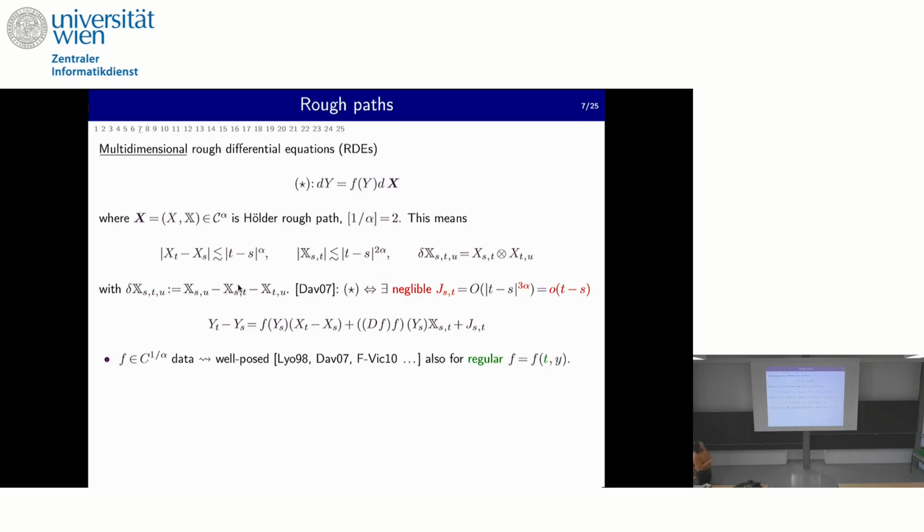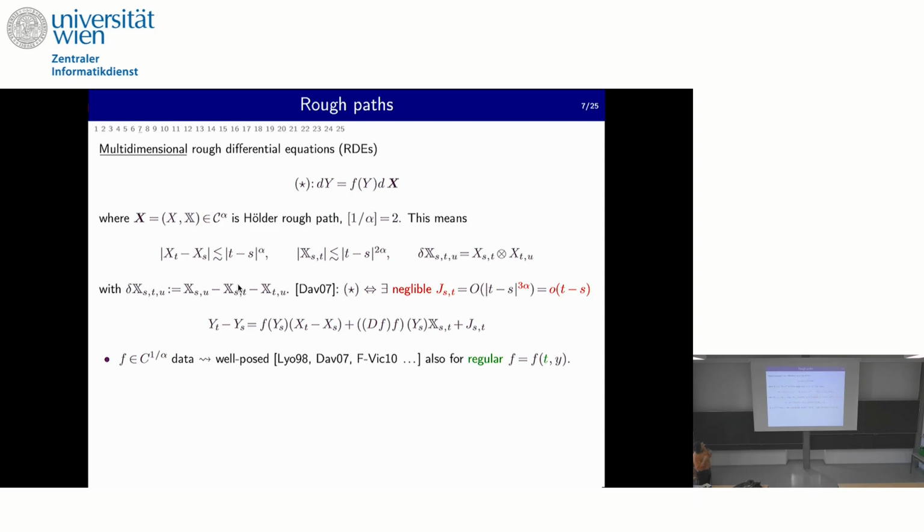What does it mean? That X is basically something like, think of a Brownian motion and its iterated integrals, and then you formalize a little bit what these objects look like. So the path is alpha Hölder, the second increments also have some Hölder type regularity. And then there's some algebraic behavior of these iterated integrals, the so-called Chen relation.